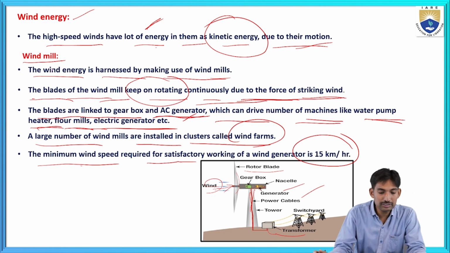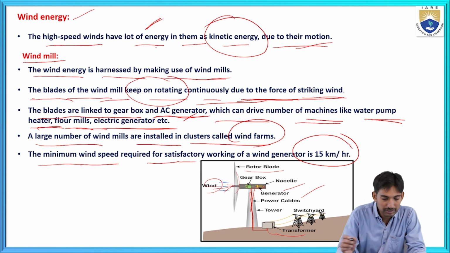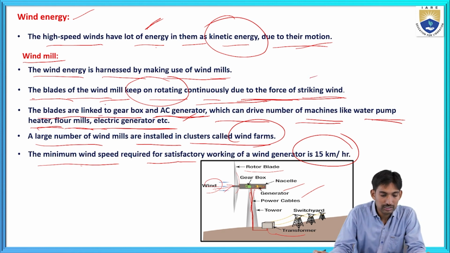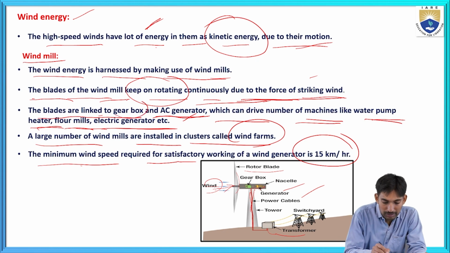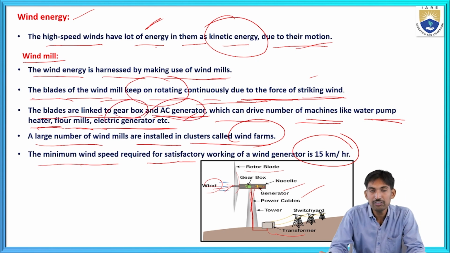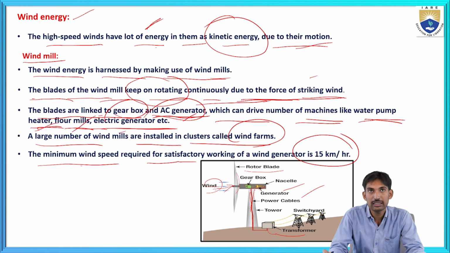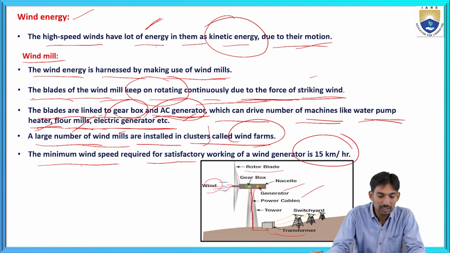The wind energy is harnessed by making use of windmills. The blades of the windmill keep on rotating continuously due to the force of the striking wind. The windmill blades are linked to the gearbox and AC generator, which can drive a number of machines like water pump, heater, flour mills, electric generator, etc. A large number of windmills installed in a cluster are called wind farms.